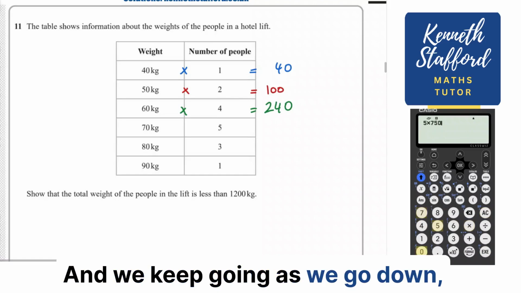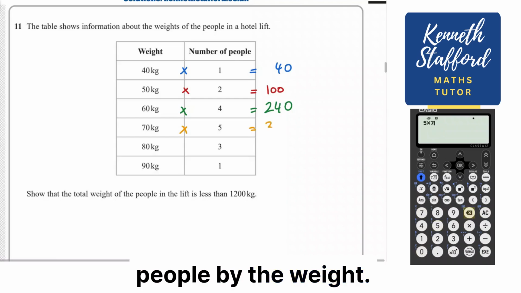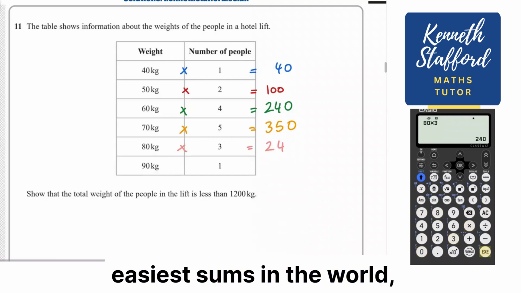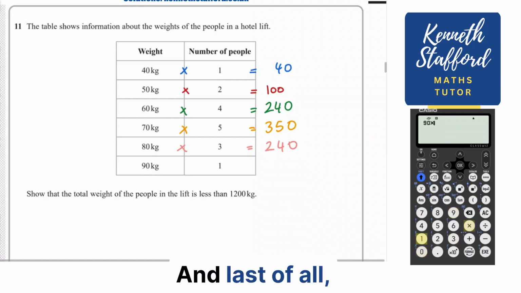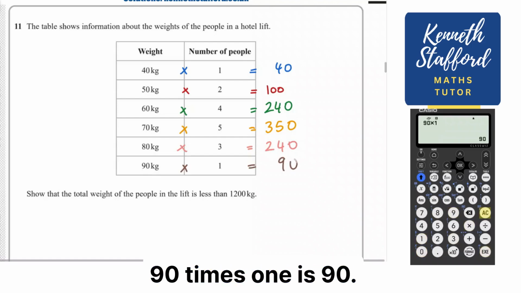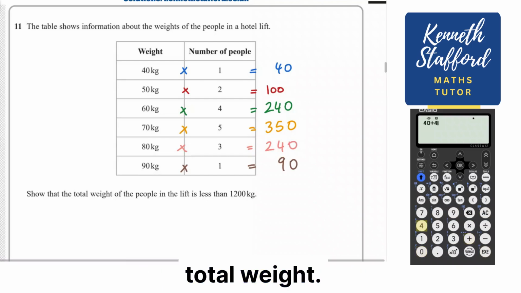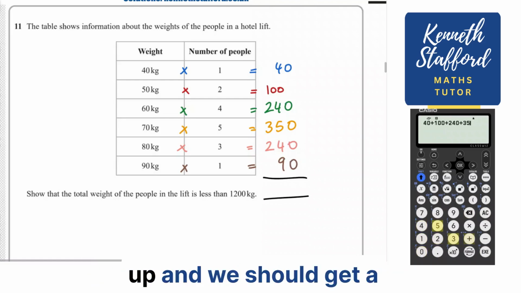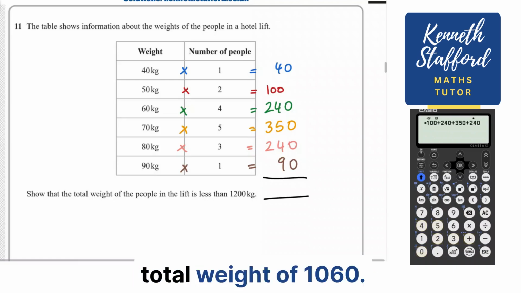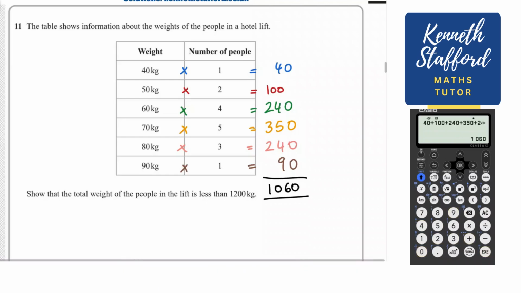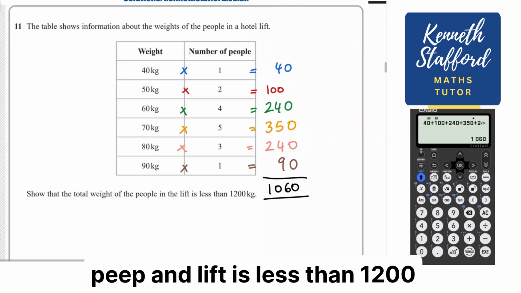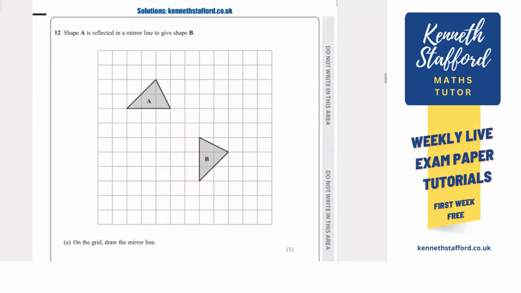240, and we keep going as we go down. We times the number of people by the weight, and again, use your calculator. Even if these feel like the easiest sums in the world, why not just use your calculator? And last of all, 90 times 1 is 90, and then we want the total weight. So that will be the weights of everyone in the lift. So we're going to add all these up, and we should get a total weight of 1060. So, show that the weight of the people in the lift is less than 1,200 kilograms. Well, we have done, haven't we?